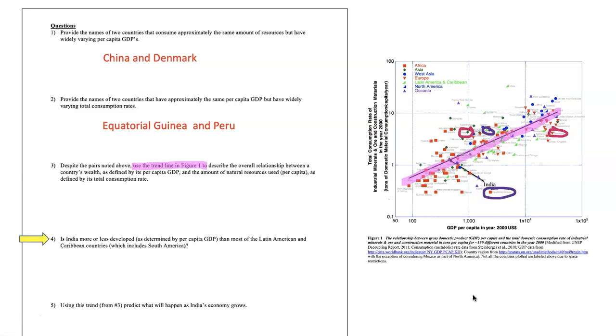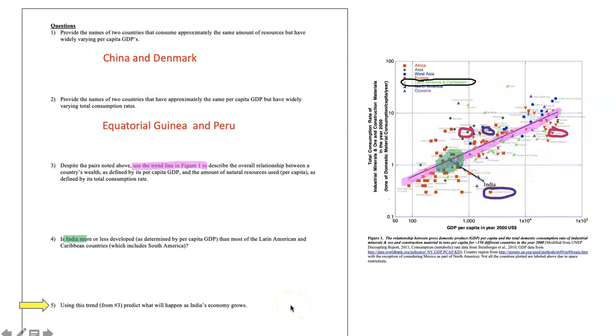I then ask, is India more or less developed than most Latin American and Caribbean countries? So India, again, is in here. Latin American and Caribbean countries are in this light green color with this triangle on its side. And so you can kind of see where they are. They're distributed sort of in this part of the graph, and then you're going to compare them to India.